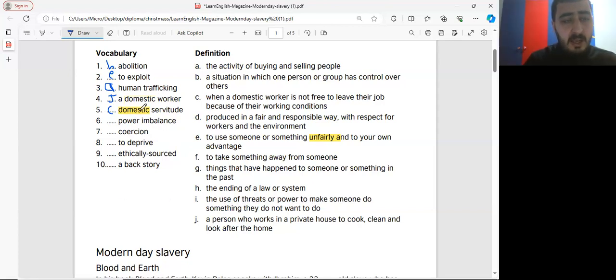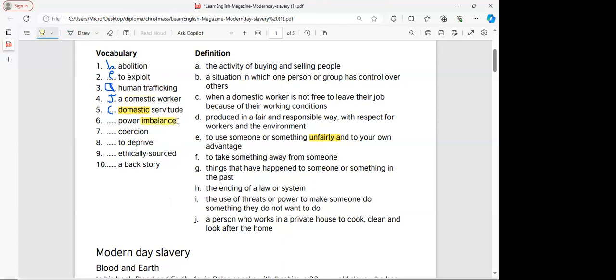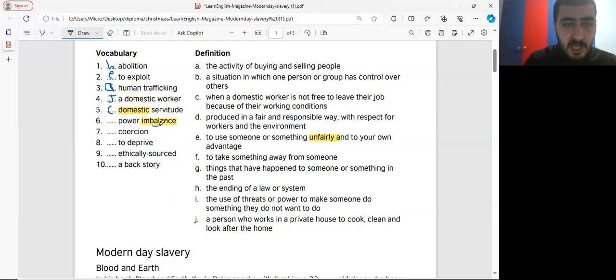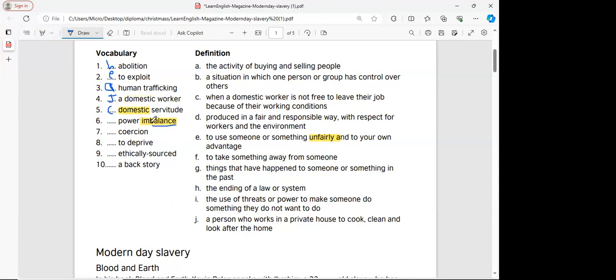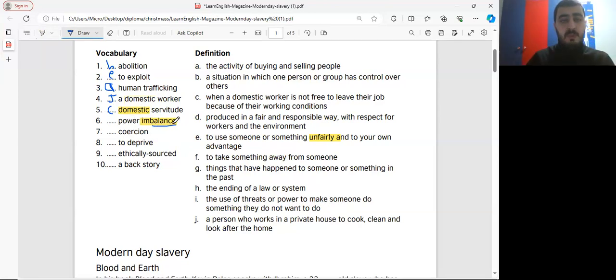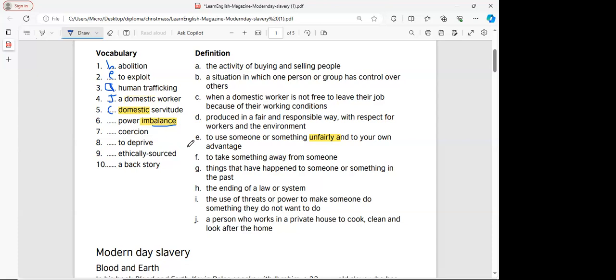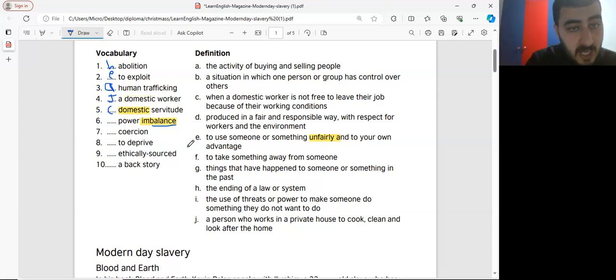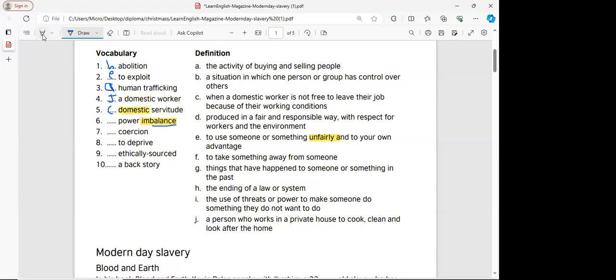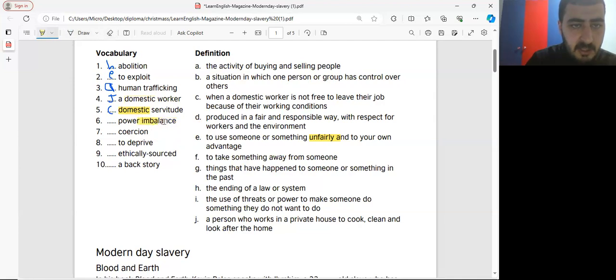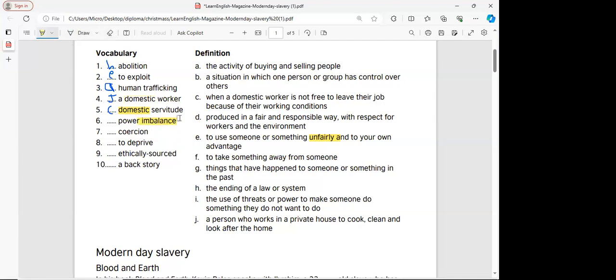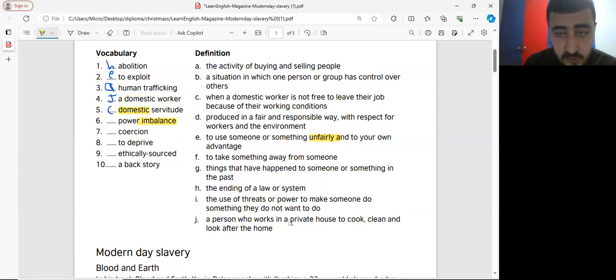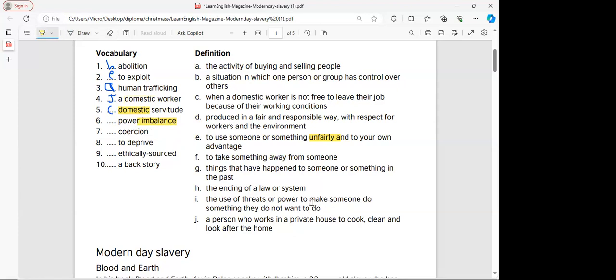Okay. Imbalance, do you know what imbalance means? Power means strength. Balance means equilibrium. Imbalance means disruption or lack of balance. This is also required from us. Imbalance. Okay, power imbalance. You said it is to use threats or power to make someone do something they don't want.